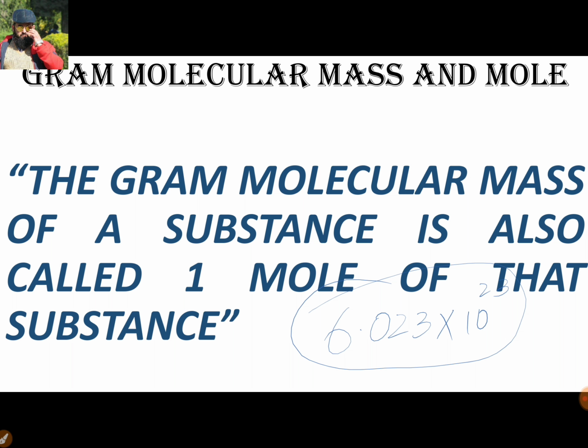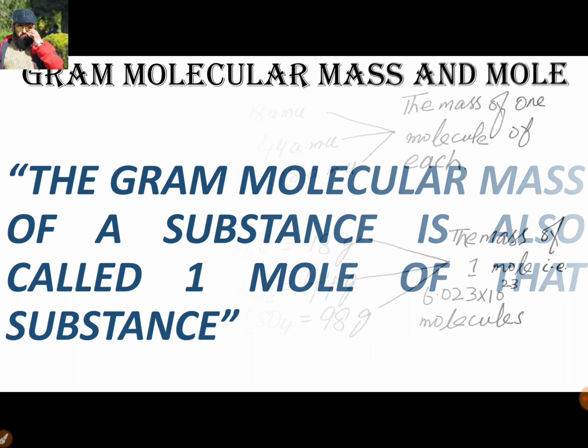So actually the number of atoms in gram molecular mass of a substance is equal to this number. That is why the gram atomic mass or gram molecular mass of a substance, whether it is an element or a compound, is also known as 1 mole of that substance.